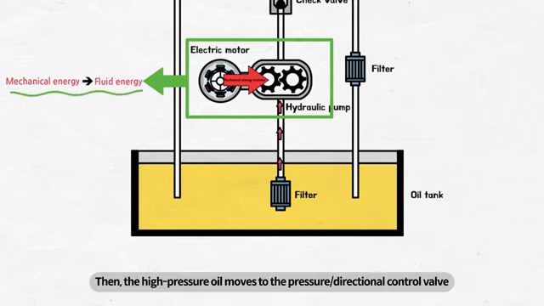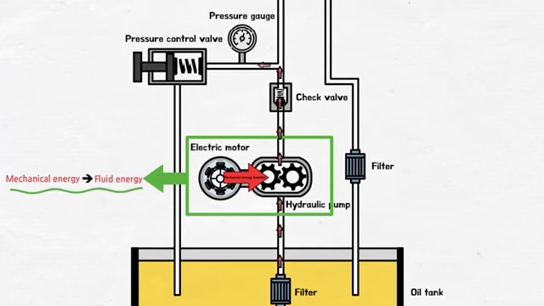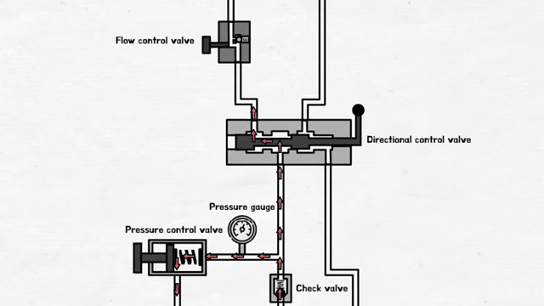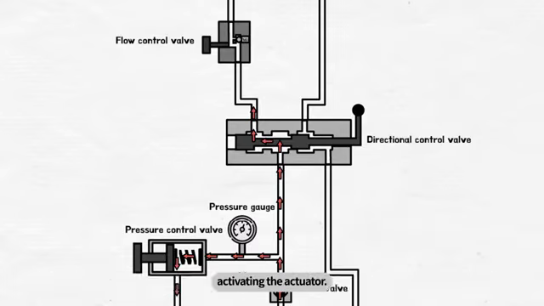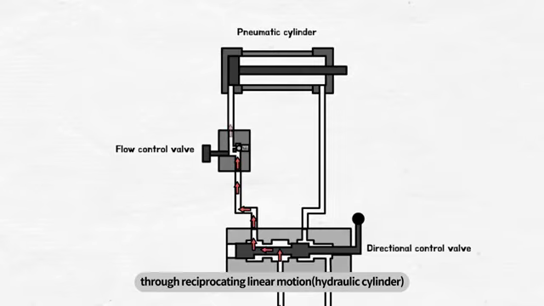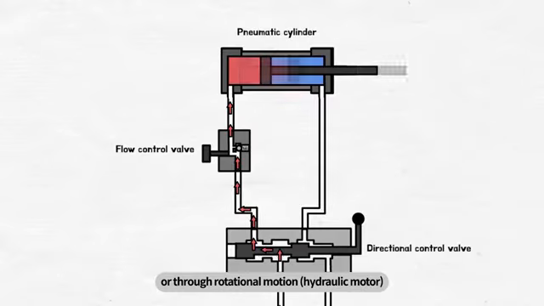Then, the high-pressure oil moves to the pressure directional control valve to control pressure and direction. The pressurized oil controlled this way flows through the flow control valve into the actuator, activating the actuator. Various tasks will be performed depending on the functions of the actuator through reciprocating linear motion, hydraulic cylinder, or through rotational motion, hydraulic motor.